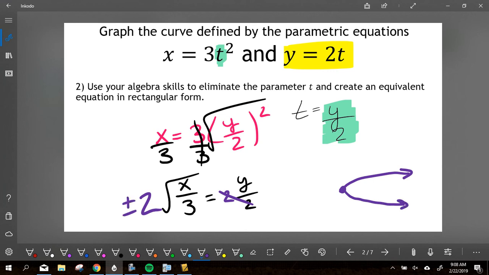Plus or minus. When we take a square root, it's got to be plus or minus. Without that plus or minus sign, we only get half of our graph, and we want both. Make sense on how we did that? We converted from parametric to rectangular. It's the same thing. Both of them would get the same graph as long as you had your boundary set correctly.